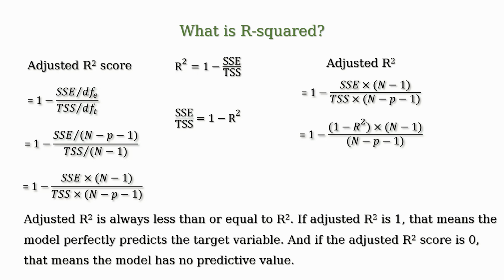If adjusted R square is 1, that means the model perfectly predicts the target variable. And if the adjusted R square score is 0, that means the model has no predictive value.